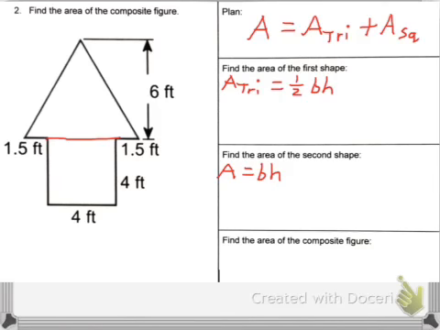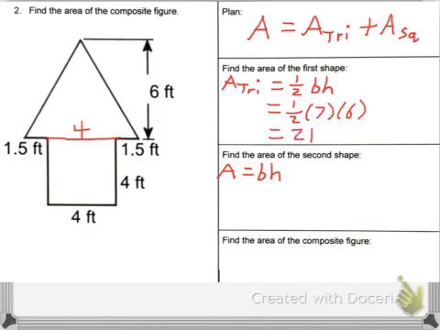The area of the triangle, the formula is 1/2 base times height. To figure out the base, we know that that red line that I drew in up there at the top is 4. So if I add that piece of 4 plus the 1.5 that's on each side, my total base there would be 7. The height is drawn out there on the right. It tells me that 6 is the height of the triangle. So this would be 1/2 7 times 6. 7 times 6 is 42. Half of that is 21.